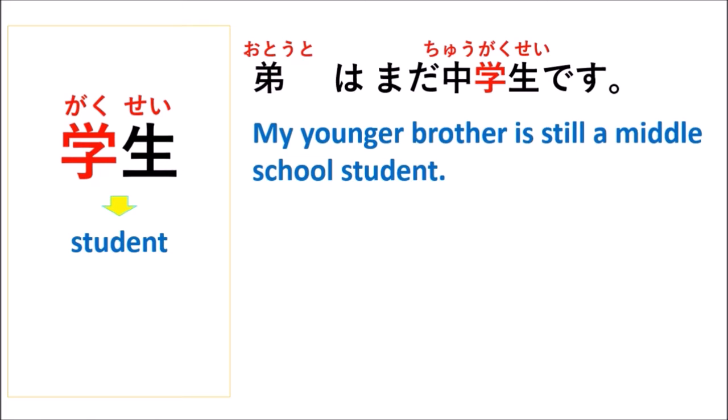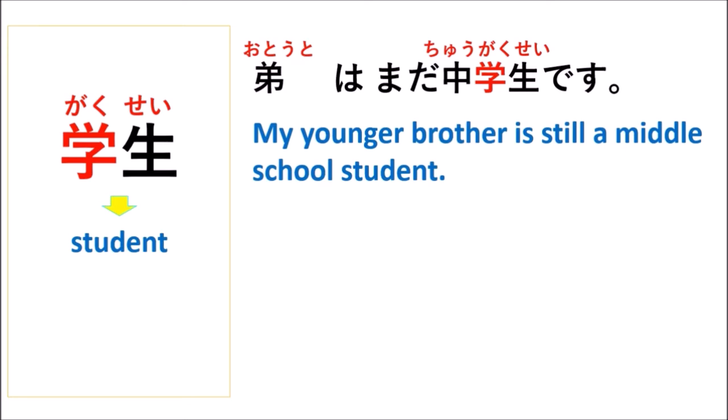And when you want to say primary school, you can say shougakusei. Shougakusei means primary school. Shou means the beginner, or the beginning of something. So it means primary school student. It's not middle school student. And when you want to say high school student, it means kougakusei.